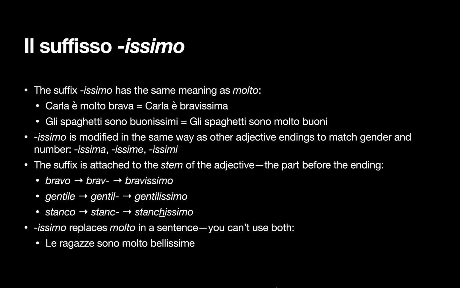And one last little usage note is that issimo replaces molto in a sentence. You can't use both. So you could say le ragazze sono belle or le ragazze sono molto belle, or you could say le ragazze sono bellissime, but you would never use the two together.